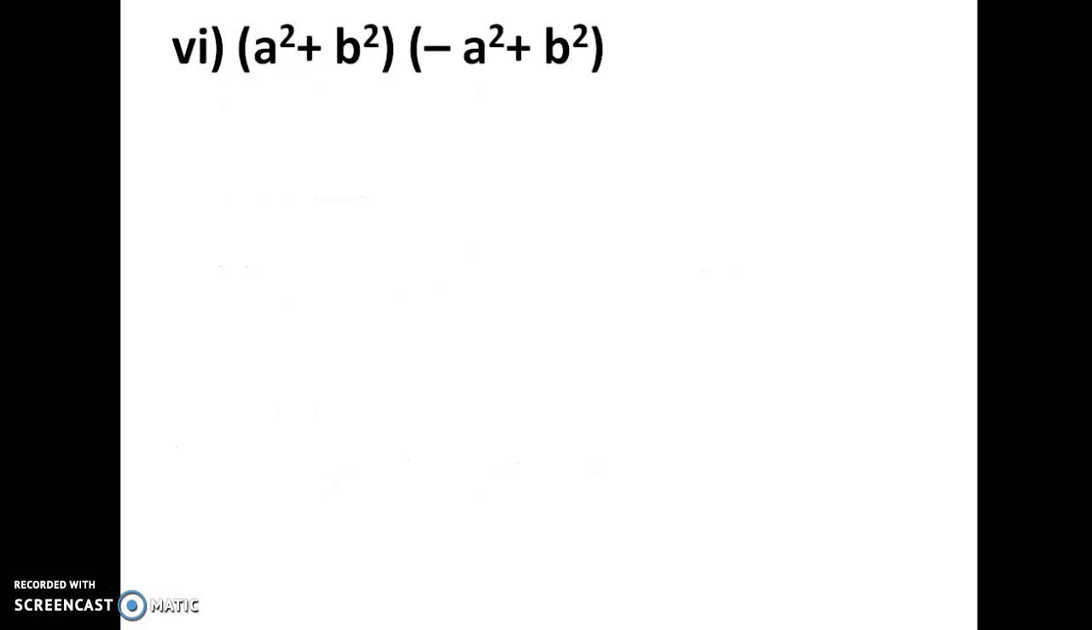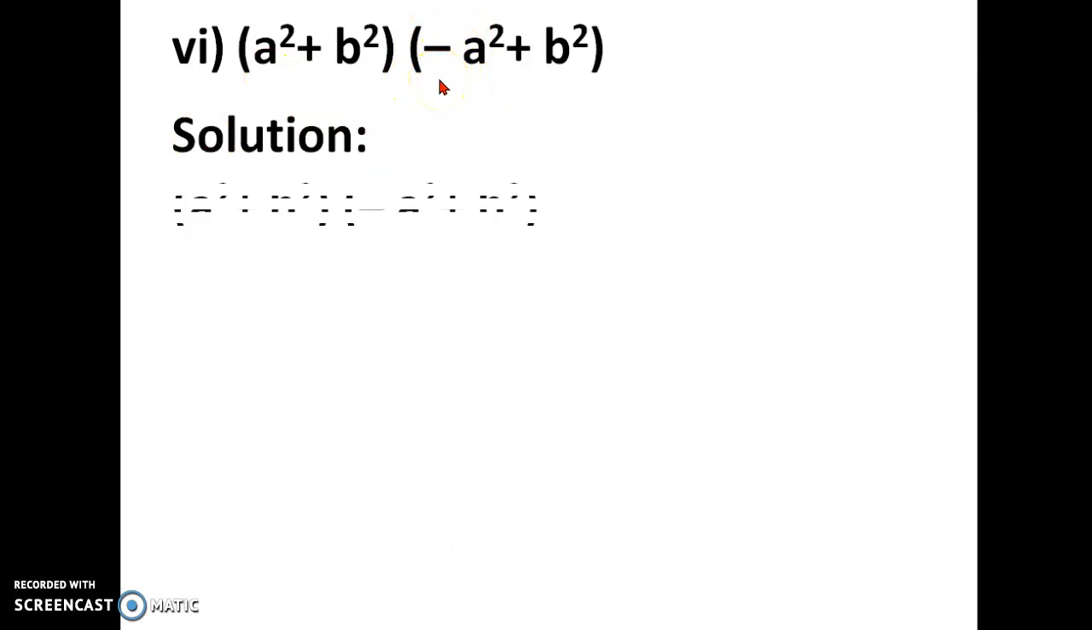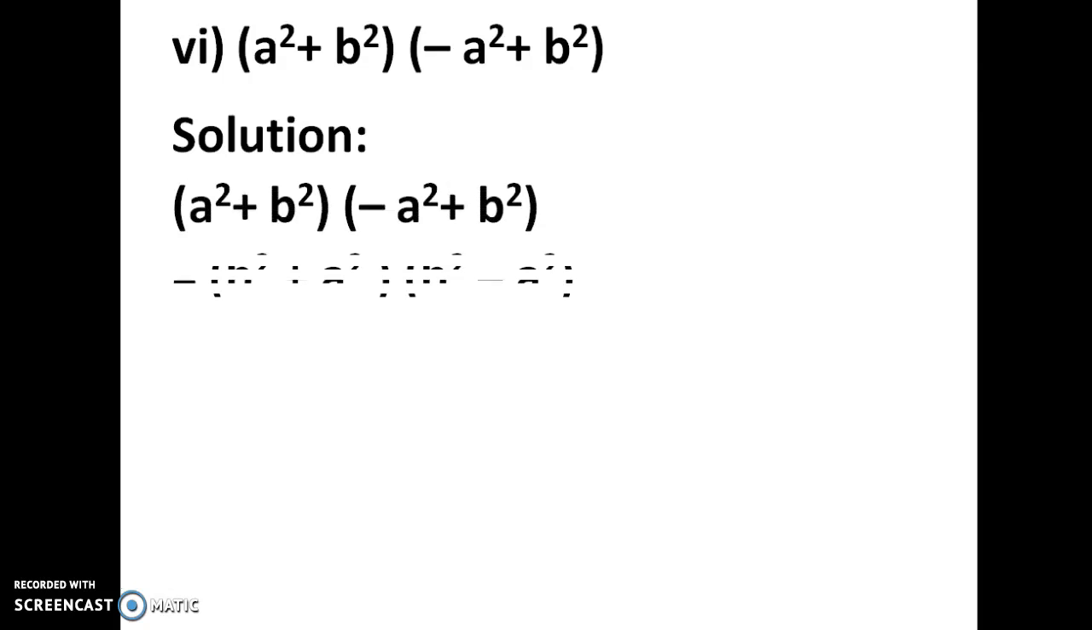Next one, (a² + b²)(b² − a²). Don't think of it as a minus a²; it is just given like that to confuse you. If you rearrange, you can write it like this: (b² + a²)... it is in plus, no problem if you change the place also. Here b² is in plus, so I am writing that first, and minus a² I am writing secondly.